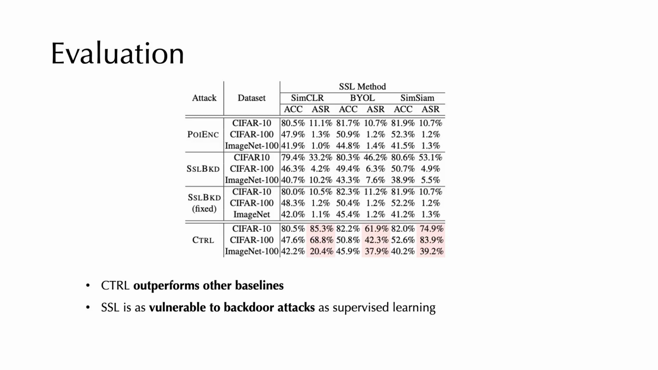We now turn to this table to highlight CTRL's effectiveness. Clearly, CTRL achieves the highest attack success rates across the three evaluated datasets. When compared with earlier studies, CTRL greatly improves the attack success rate, narrowing the gap with supervised learning. This addresses our initial research question. Self-supervised learning exhibits vulnerabilities to backdoor attacks akin to those in supervised learning.